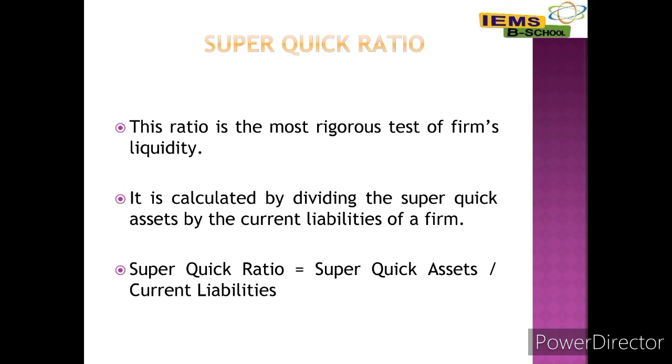Now we'll discuss about the last one, super quick ratio. It is calculated by dividing the super quick assets by current liabilities of a firm. The super quick current assets are cash and marketable securities. This ratio is the most rigorous test of firm's liquidity. Super quick ratio is equals to super quick assets divided by current liabilities.